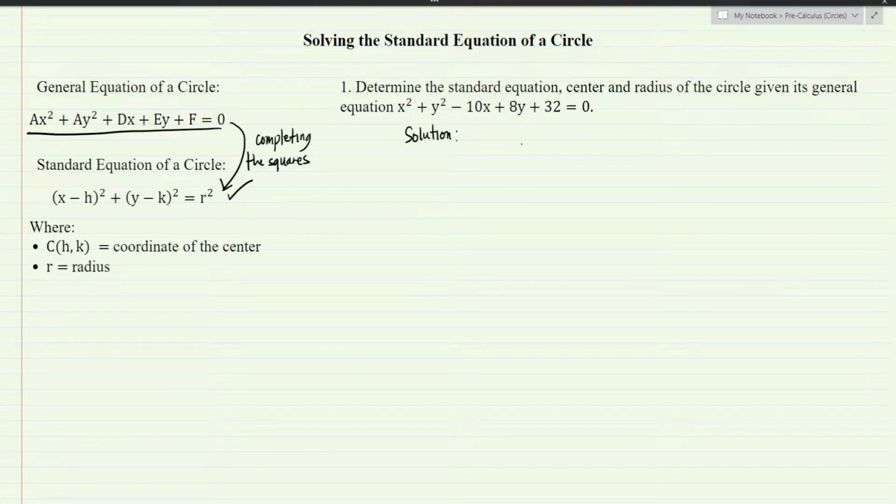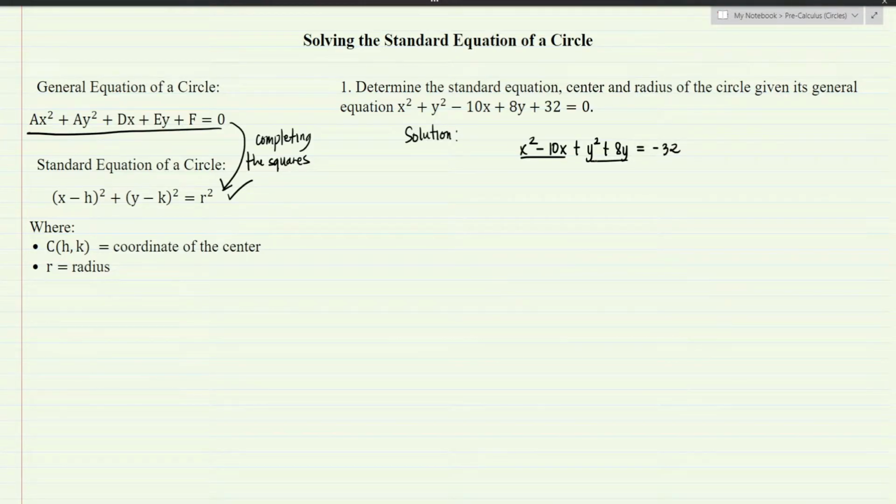So I will start by writing down the term containing x squared, followed by the term containing x, that is negative 10x, plus the term containing y squared, that's y squared. Then followed by the term containing y, that is positive 8y. Then for our constant, I will transpose that one to the right side of the equation, thereby making it equal to negative 32.